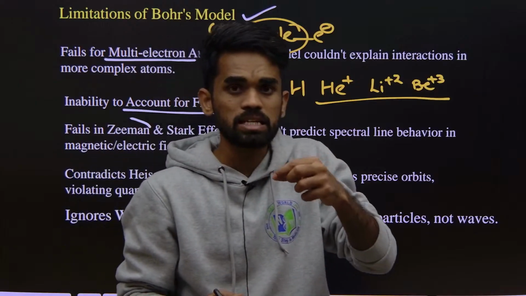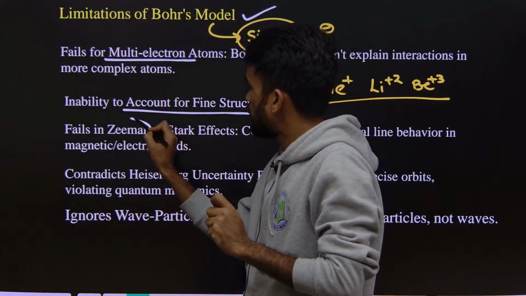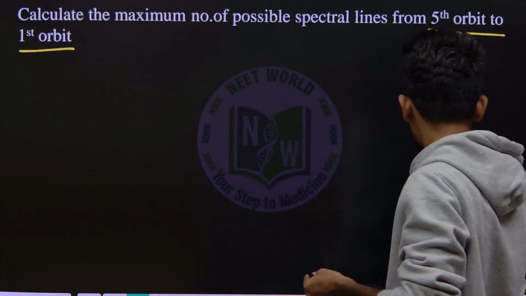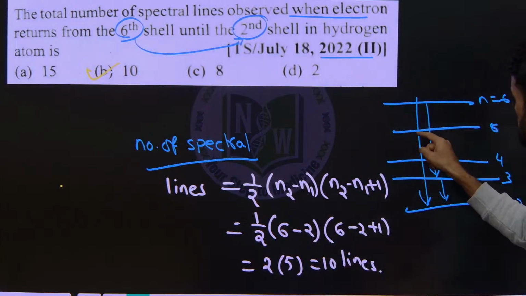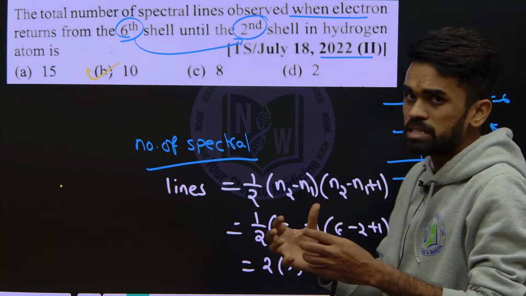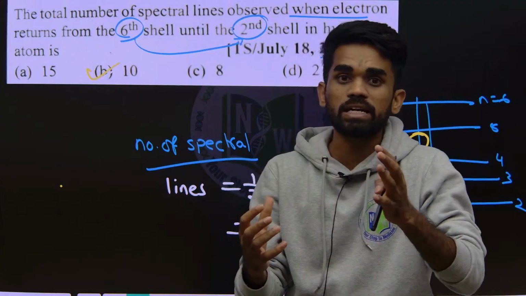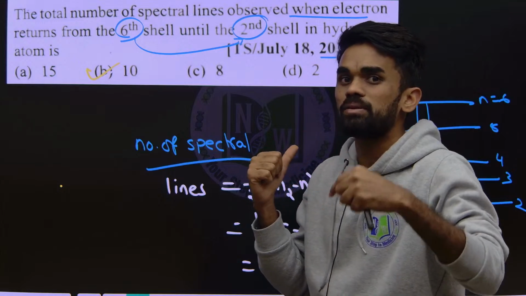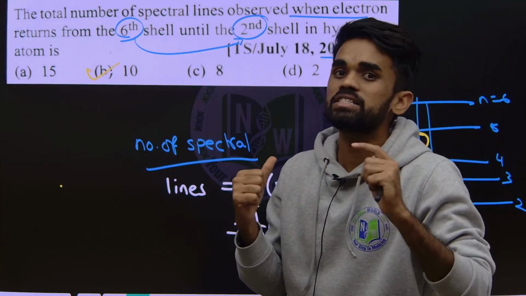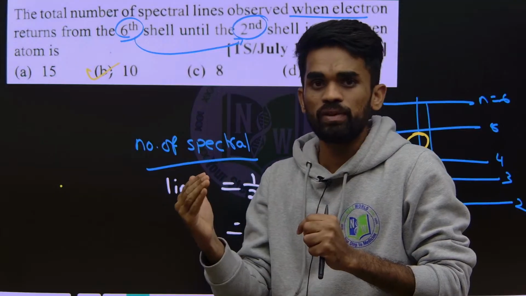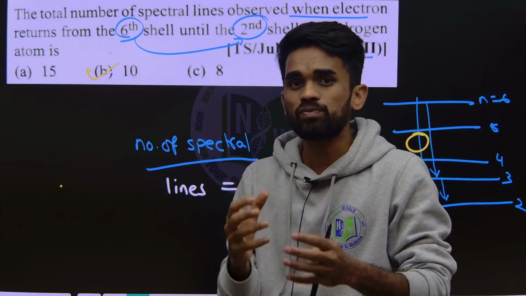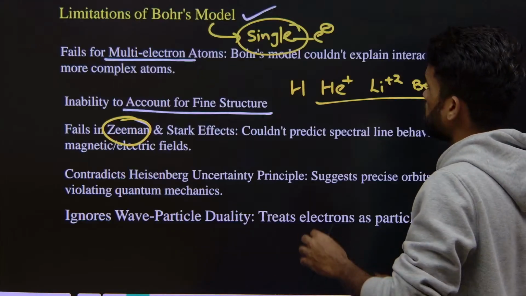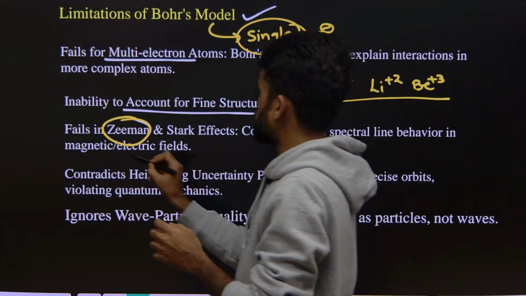If spectral lines are splitting in the presence of a magnetic field, it is called the Zeeman effect. Just now we have seen these spectral lines, and possible number of spectral lines based questions. These spectral lines split in the presence of a magnetic field as well as in the presence of an electric field. The splitting of spectral lines in a magnetic field is called the Zeeman effect, and in an electric field it is called the Stark effect. These effects were not explained in Bohr's atomic model. Therefore, this is one of the drawbacks.